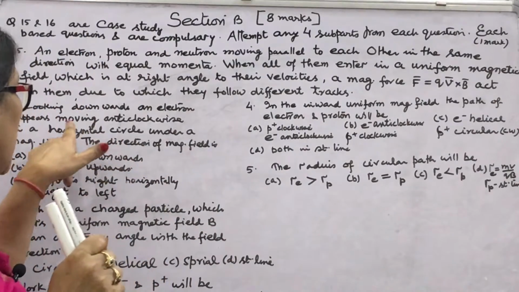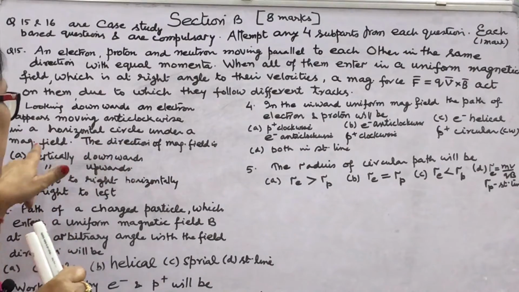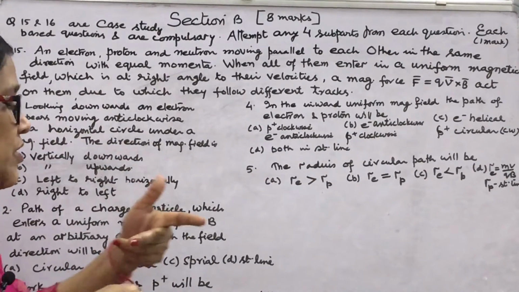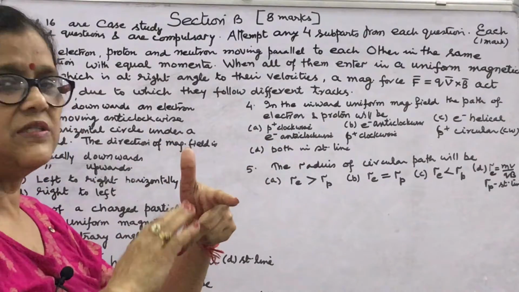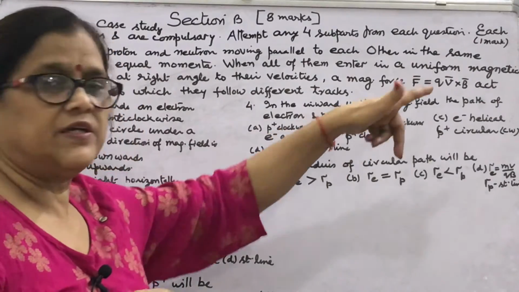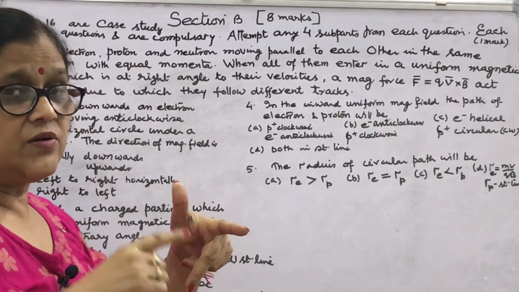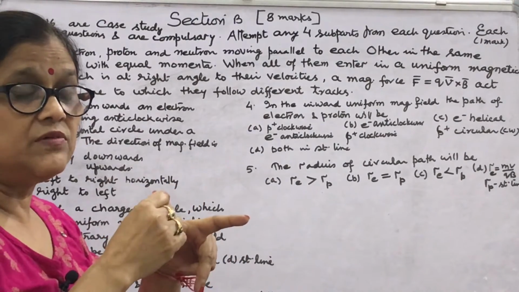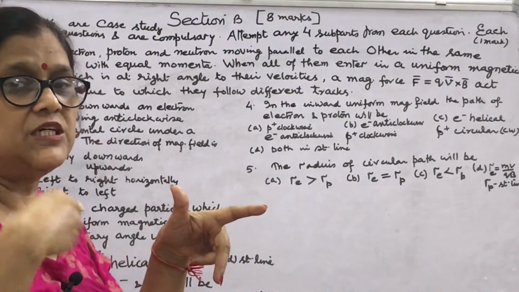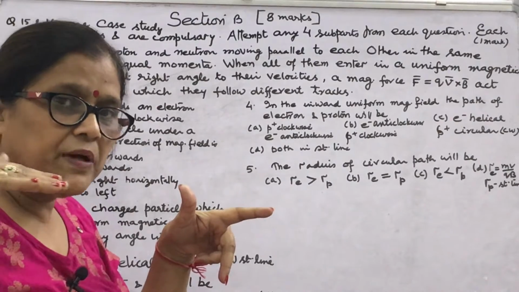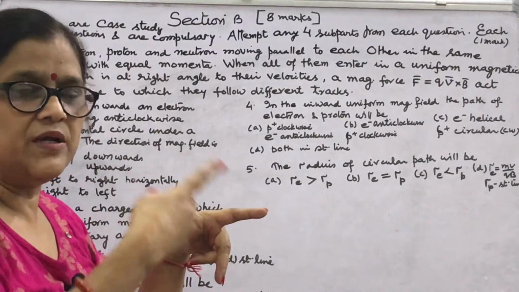It is given that the electron appears moving anti-clockwise in a horizontal circle in a magnetic field. You know the left hand rule: Fleming's left hand rule gives the direction of force acting on the moving charge in the magnetic field. For the electron moving in a horizontal circle, this force is the centripetal force acting towards the center of the circle. We have seen the motion of the charged particle when it is perpendicular to the magnetic field. When it enters perpendicular to the magnetic field, its path becomes circular.